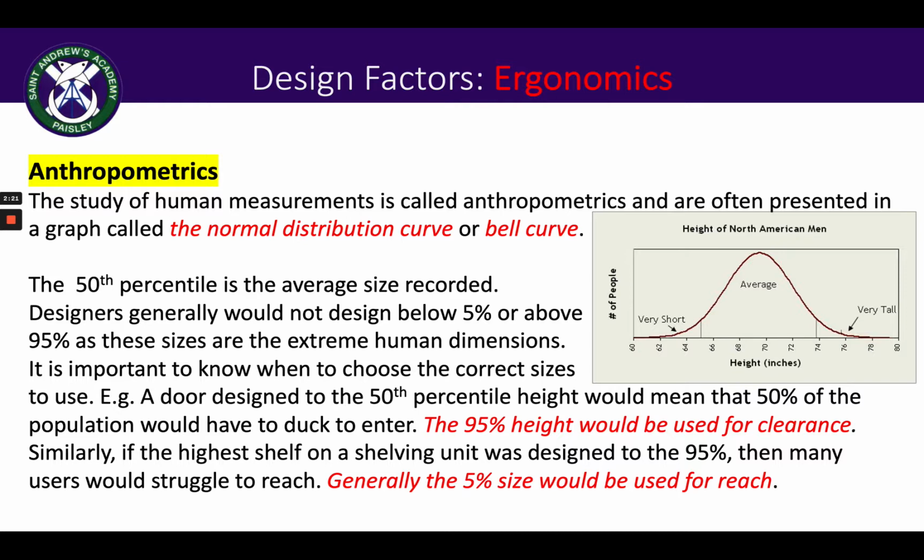So for example, if you're designing a door, you might want to use the 50th percentile height, but then if you do that, people might have to duck under it to enter it if they're taller than that. So you'd want to go for a 95th percentile height, as that would be used for clearance. Similarly, if the highest shelf on a shelving unit was designed for the 95th percentile person, then many users would struggle to reach it. So generally the 5th percentile would be the one that you'd want to use for reaching there.